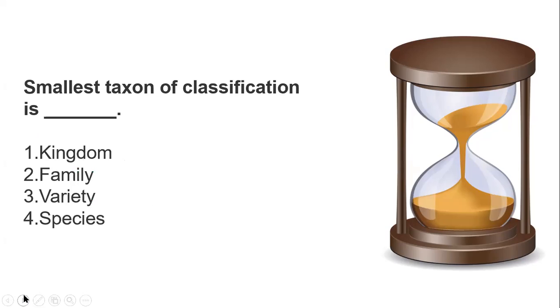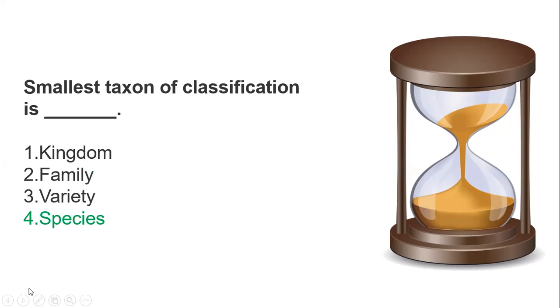The smallest taxon of classification is very simple. It's a question from the Living World, the first chapter. No issues with that. So the smallest taxon of classification is, yes, exactly, none other than species. Option B. It is the basic unit of classification.